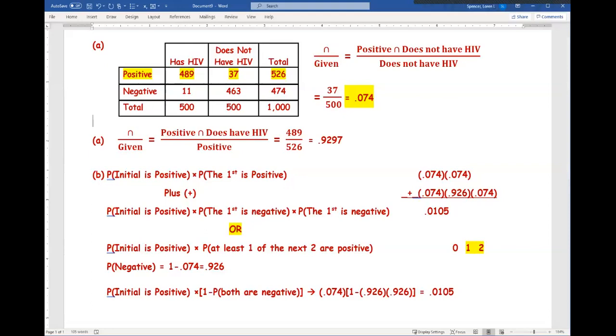So if I'm initially positive, I walk into the lab and I test positive, regardless whether I have it or not, then I'm going to get sent on for another test. In this case, we want to know the probability that someone who tested positive but doesn't have it actually goes on. So what's the probability? Well, we answered that in part A. So we have 0.074. So now we need to deal with the other part of this.